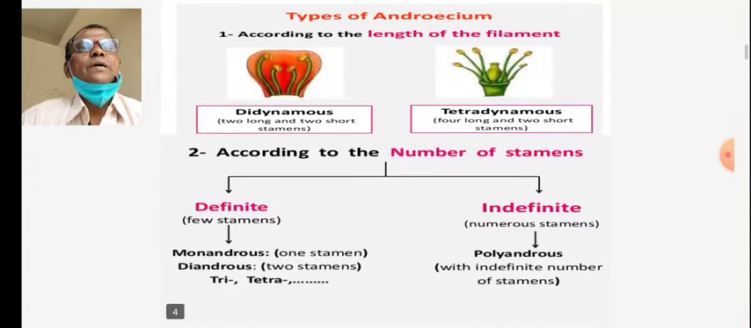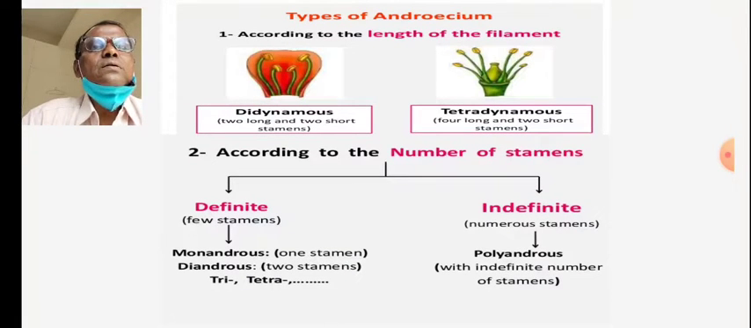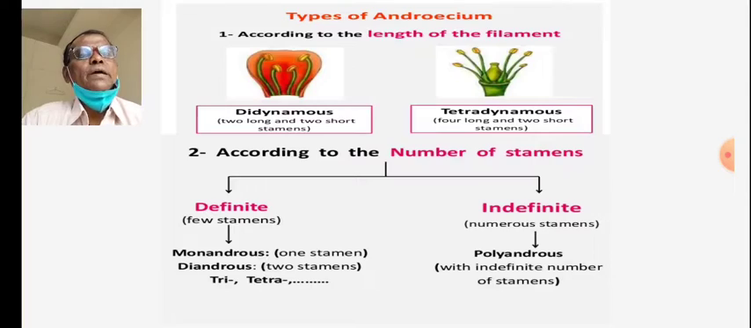Then in types of androecium, here you are observing the didynamous and tetradynamous conditions. Didynamous means two stamens are short and two are long. Tetradynamous means four are longer and two are shorter. You see the good photograph. According to number of stamens, definite and indefinite: monandrous, one stamen; diandrous, two stamens; triandrous, three; tetrandrous, four; like this. Then indefinite, many stamens, numerous, is called polyandrous.